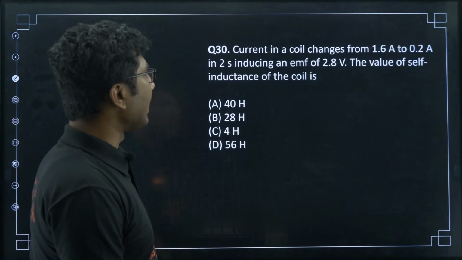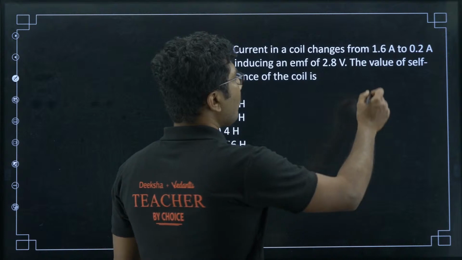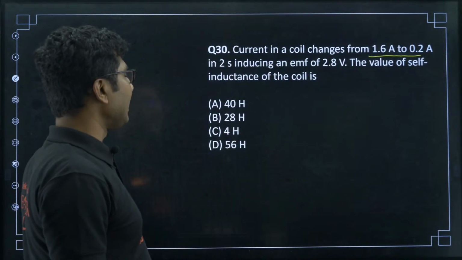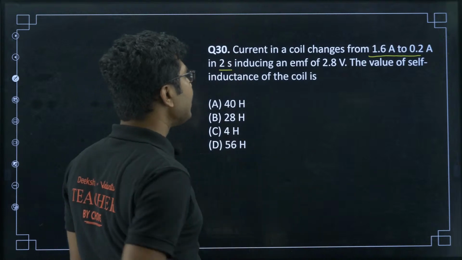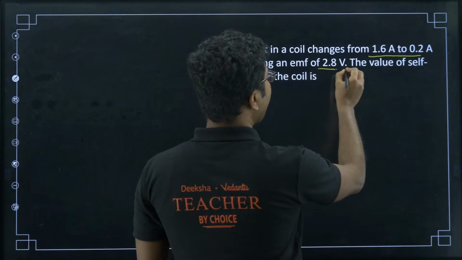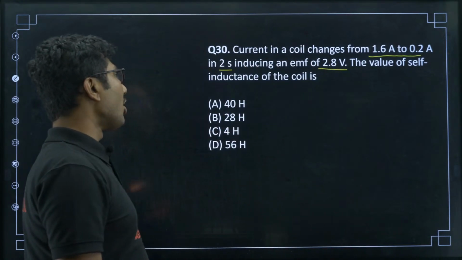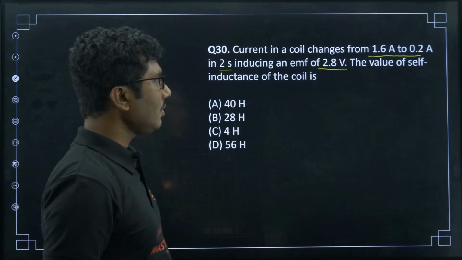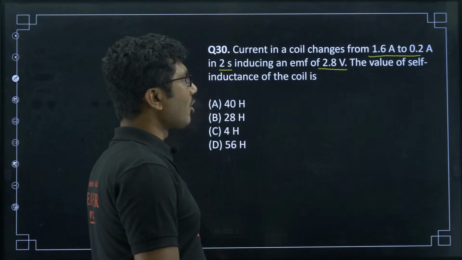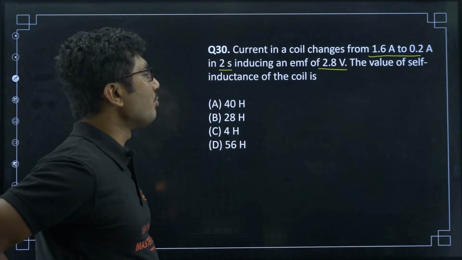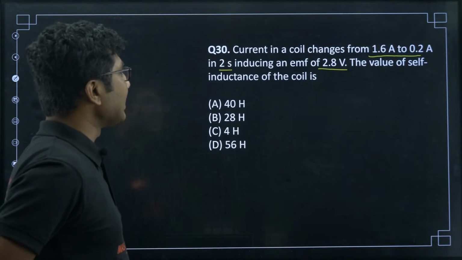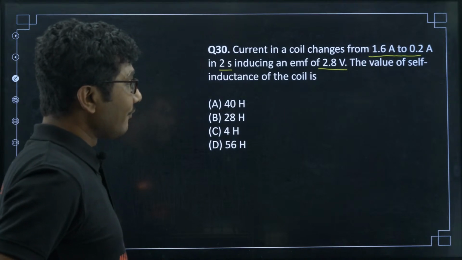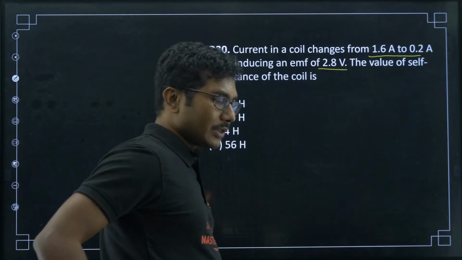Current in a coil changes from 1.6 ampere to 0.2 ampere in 2 seconds, inducing an EMF of 2.8 volt. The value of self inductance of the coil is. Okay. So the current changes from 1.6 ampere to 0.2 ampere in 2 seconds, inducing an EMF of 2.8 V. The value of self inductance of the coil is.